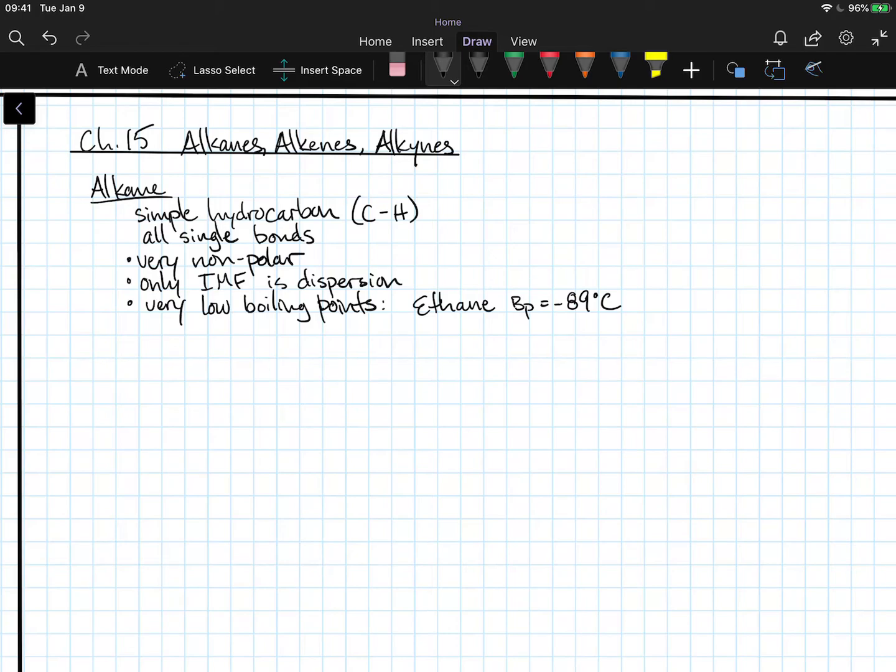Comparably, the same number of carbon atoms, but an alcohol, so ethanol, which is also C2 as ethane, but it also has the OH group on there. Because the OH introduces some hydrogen bonding, its boiling point is 78 degrees Celsius, so much higher, almost 100 degrees difference. So because the only thing is dispersion forces, these all have very low boiling points, and they're highly dependent on molecular shape.